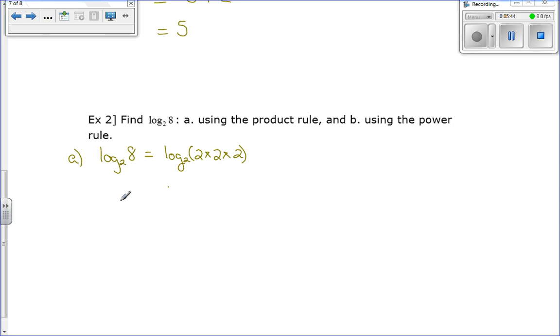Since I have the product, I'm just going to add my logs. Log base 2 of 2 plus log base 2 of 2 plus log base 2 of 2. And when we were talking about our properties up on top, when our base and our number match, our answer is just 1. So this is 1 plus 1 plus 1, which is 3.